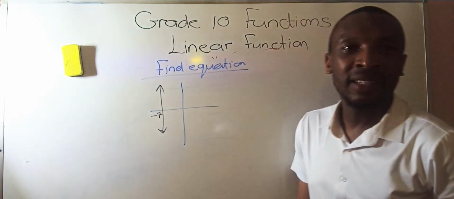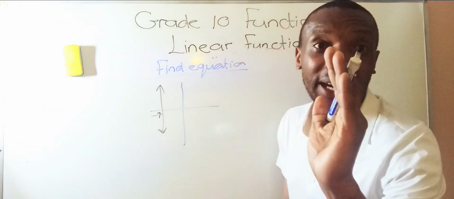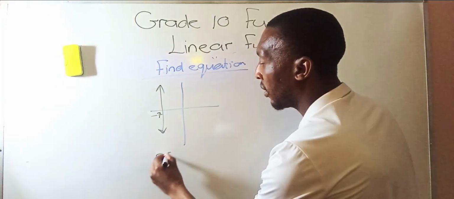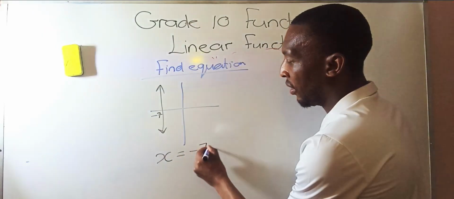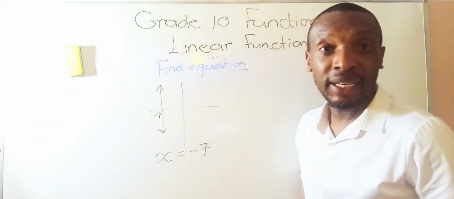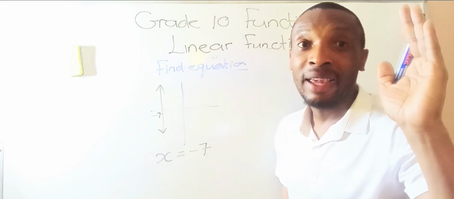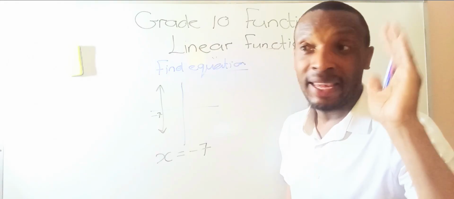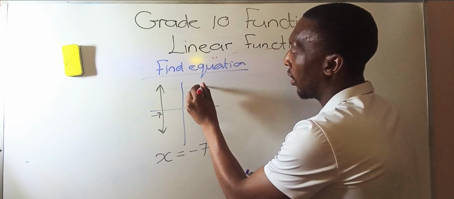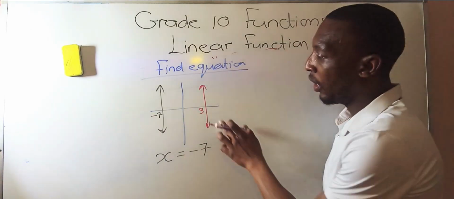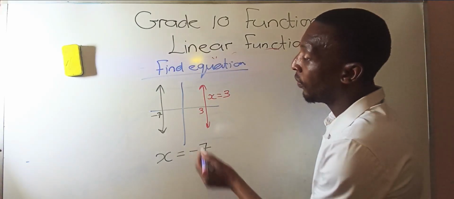A vertical line has an undefined gradient, so the equation of a vertical line will always just be x is equal to wherever it cuts the x-axis. So in this case, it's x is equal to -7. It's the equation of that line. Remember, the equation of a vertical line will be x is equal to wherever it cuts the x-axis. So if my vertical line was there, let's make that a 3, it would mean that the equation of this line is x is equal to 3. And on it goes.